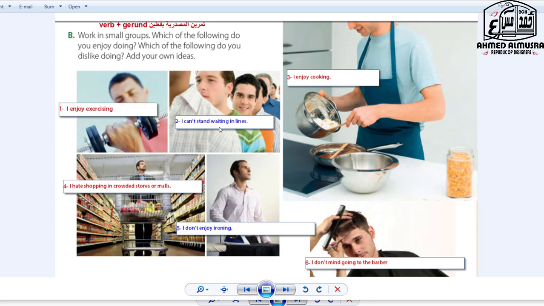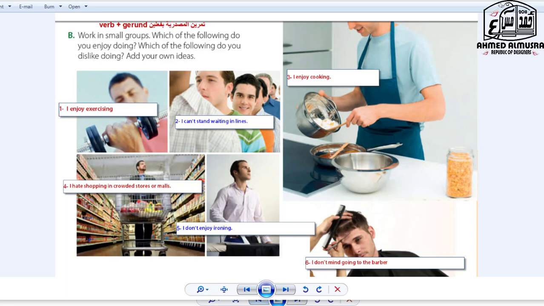Two, I can't stand waiting in the line. Number three, I enjoy cooking. Number four, I hate shopping in crowded stores or malls. Number five, I don't enjoy ironing. Number six, I don't mind going to the barber.